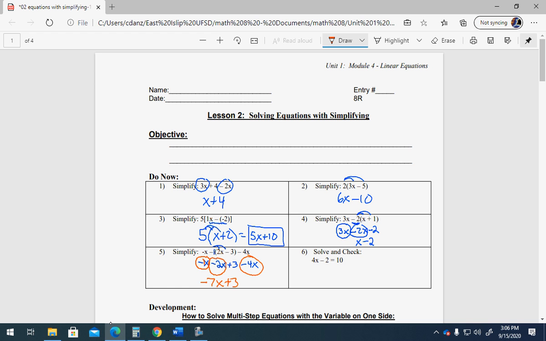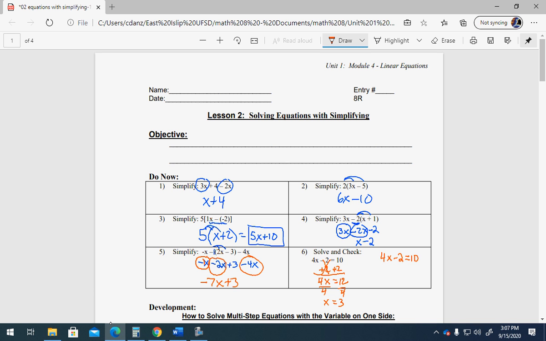And number 6, we have to solve this equation. Let's add 2 to both sides. We get 4x equals 12. Let's divide both sides by 4, and x equals 3. So that's solving. Don't forget, when you check, you write the original equation.